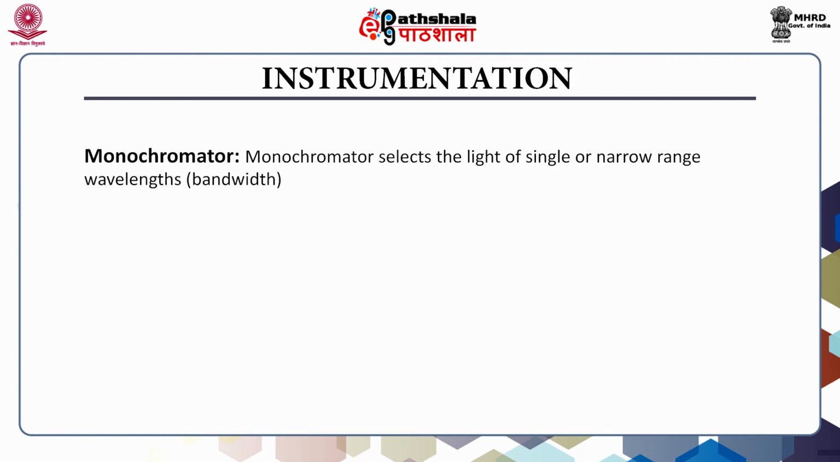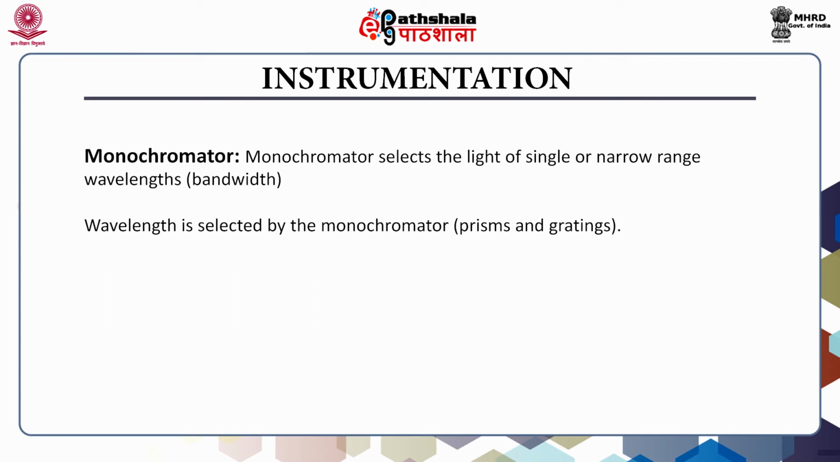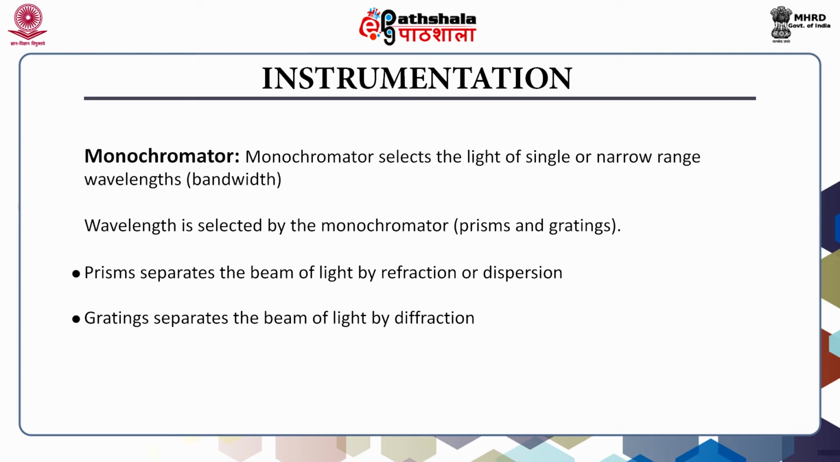Monochromatic light refers to light of a single color or single wavelength or narrow band of wavelengths. Monochromator is an optical instrument which selects the light of a single or narrow range of wavelengths from a wide range of wavelengths emitted from a light source. Wavelength is selected by the monochromator, such as prisms or gratings. Prism separates the beam of light into its components by the phenomenon of refraction or dispersion, whereas gratings do this by the phenomenon of diffraction. The resolution is greater from gratings than from prisms.